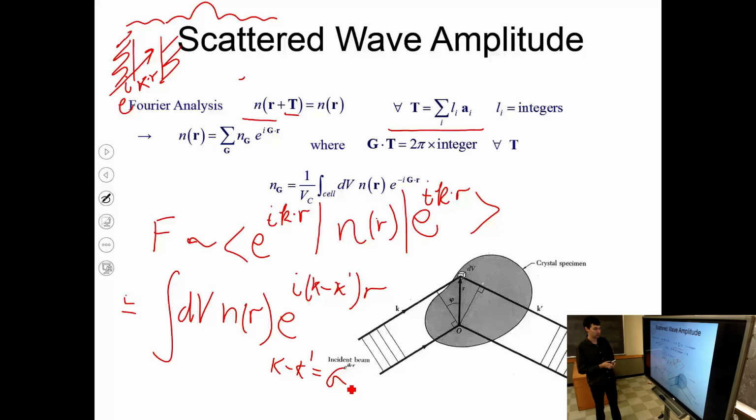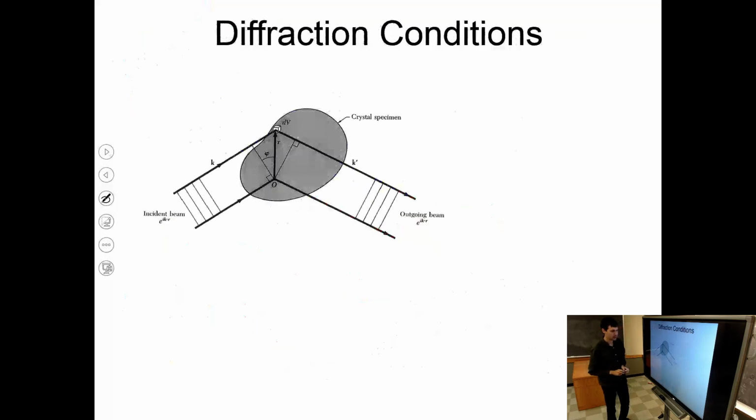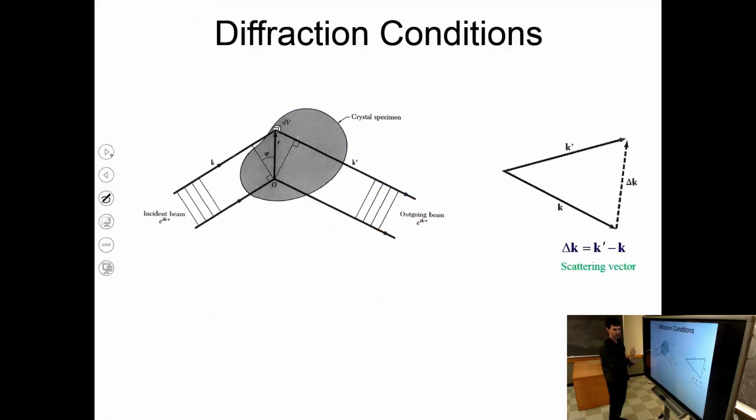Okay, so this is sort of from quantum mechanics. Again, not a full mathematical derivation of what the scattering amplitude is, but a sort of motivational math for you guys. Okay, so once again, here's our picture, and scattering vector delta k.